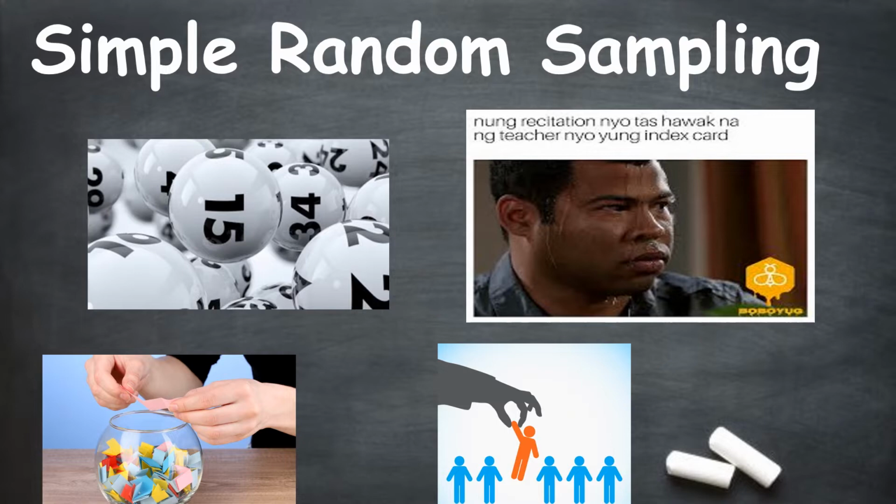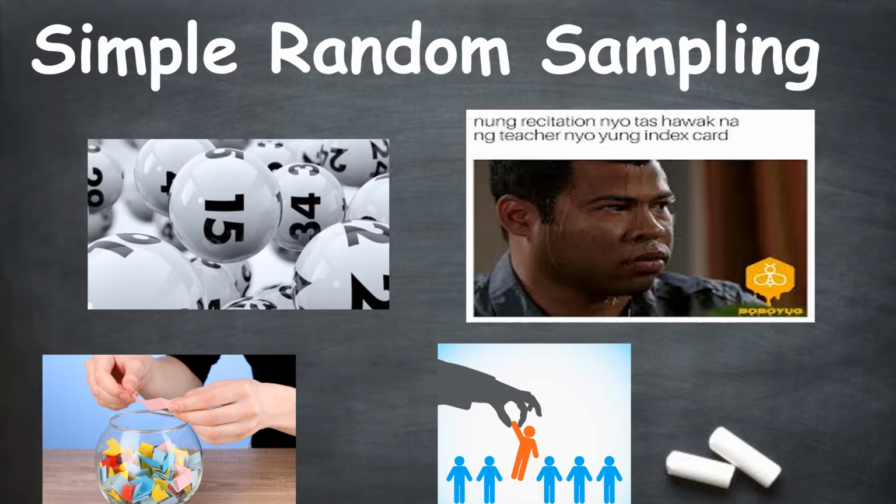Here are some examples of techniques that you can use if you are under simple random sampling. The first one is the lottery technique, wherein you just assign numbers to the name of each participant, and then you just get a random number, and the name corresponding to that number will be selected as your participant.